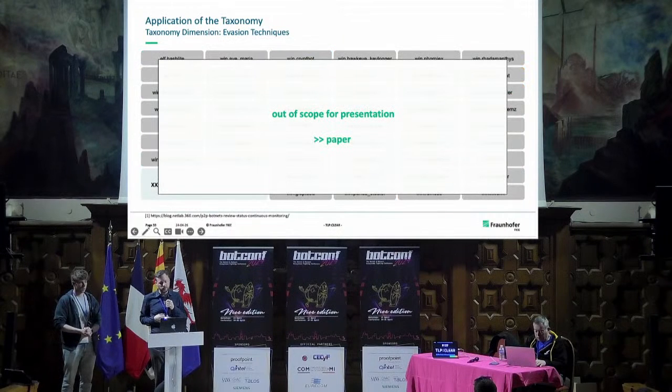For the evasion techniques, since this is a bit more multidimensional, we would have to list many characteristics as a superset for each of the families. We decided to leave it out of scope for this presentation, also for time reasons, and are just referring to the paper, which will discuss this in more detail.